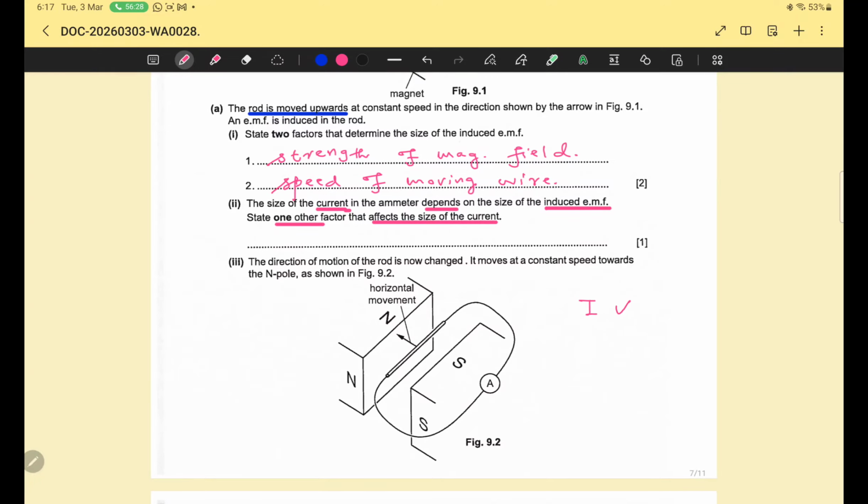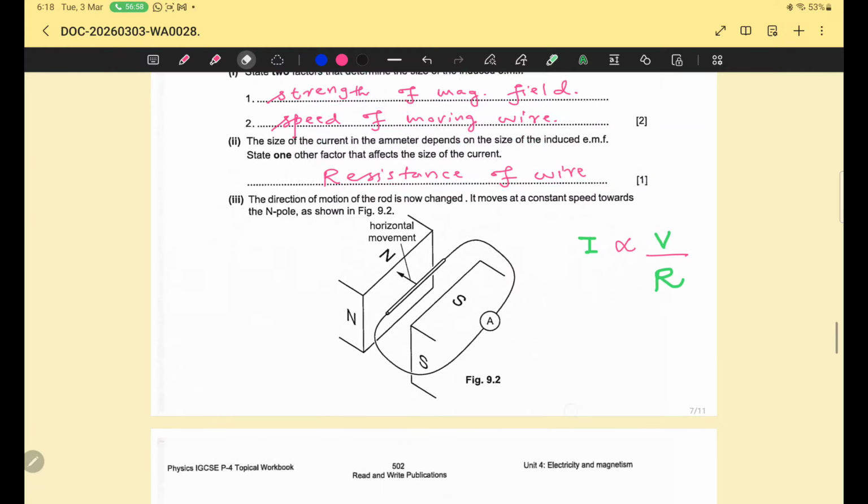Sir, current is directly proportional to EMF or voltage and inversely proportional to the resistance of the wire. The size of current depends upon voltage, EMF, as well as the resistance of the wire.